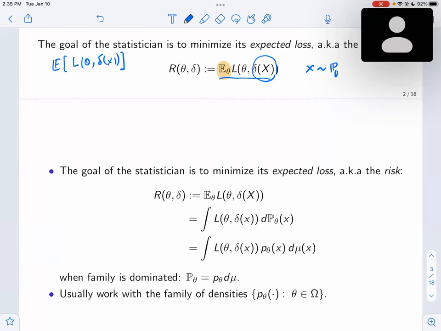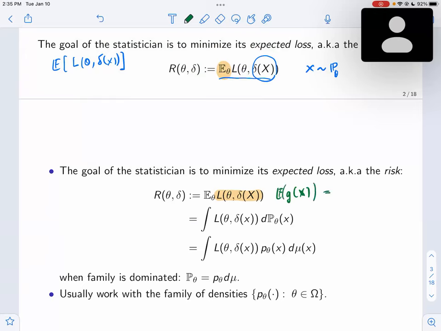So imagine that this is a random variable. It's a function. Think of it as a function of x, ignore the theta for now. The whole thing, once you fix theta, is a function of x. And so you're computing the expectation of g of x.